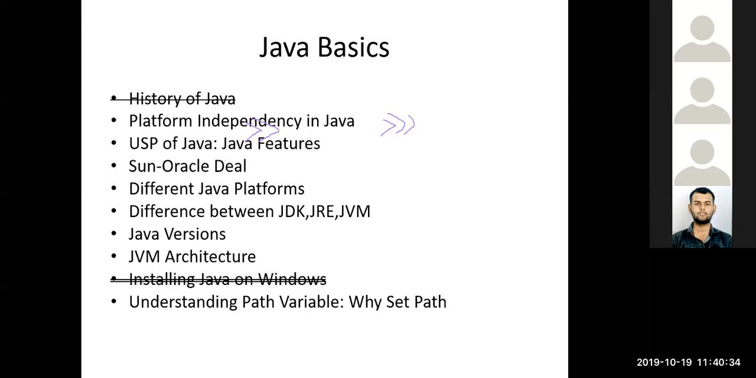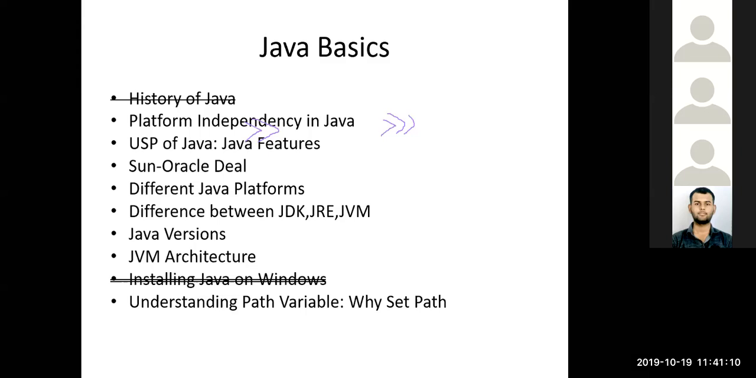First of all, we are going to talk about platform independency in Java. I am skipping the history of Java because you already know it: it started with Oak, then there were certain changes, a specific Java version, and then another. We will talk about the feature enhancements in those different Java versions, why they were created, and what features they have. But initially, we are going to talk about platform independency in Java.